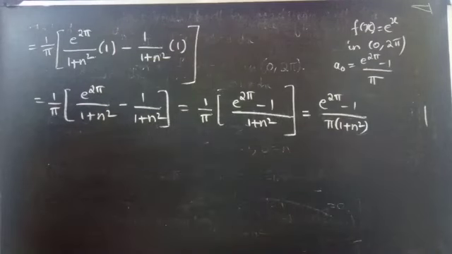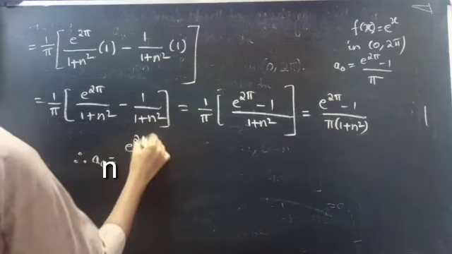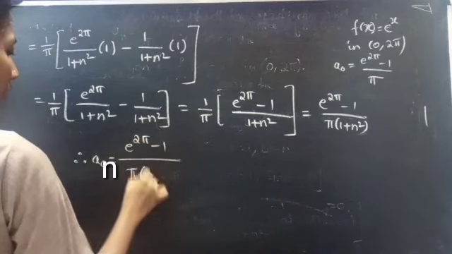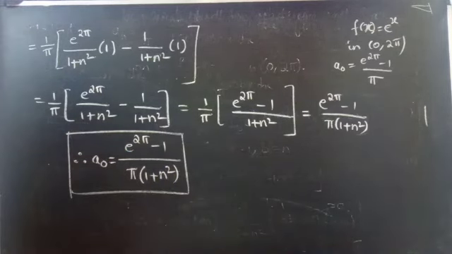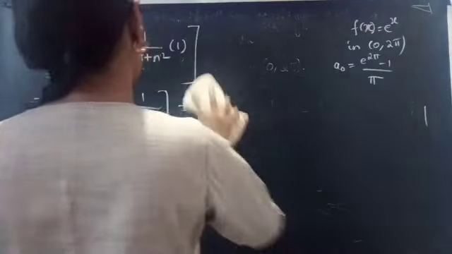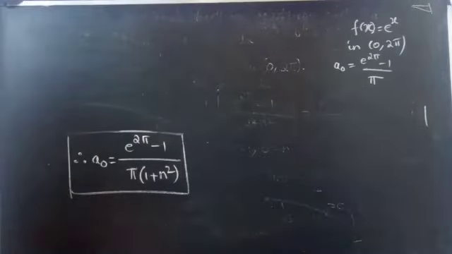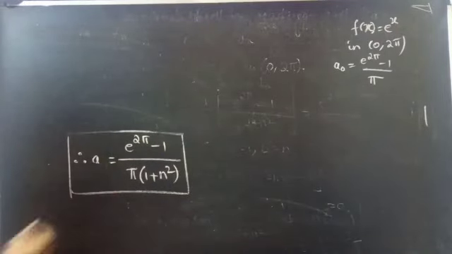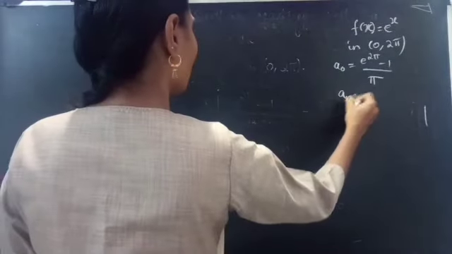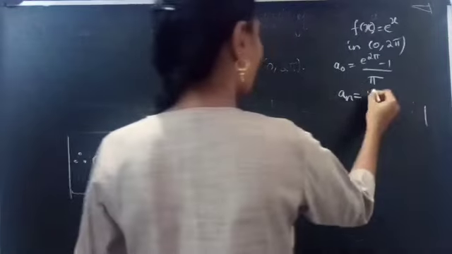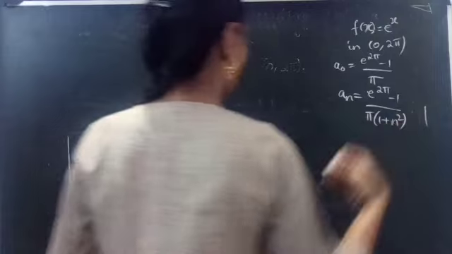Therefore, a n equals e power 2 pi minus 1 by pi into 1 plus n square.